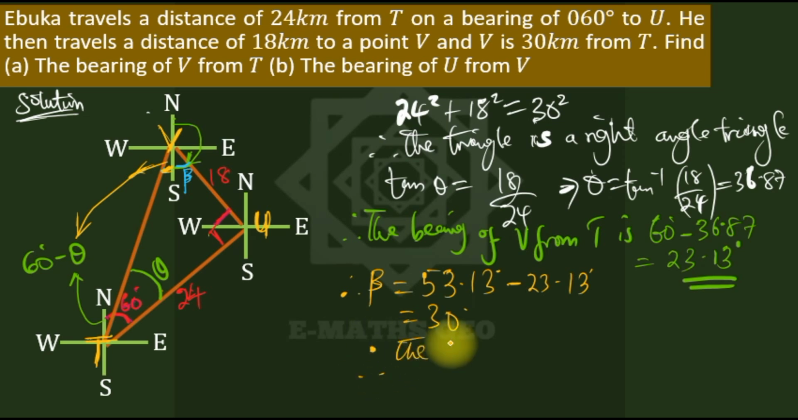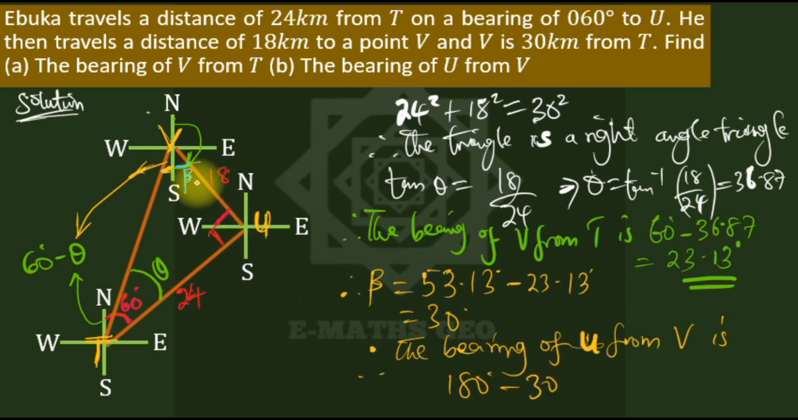Therefore, the bearing of U from V is 180 minus 30, because the total angle from here is 180 minus 30, which is 150. So it's a very tricky question.